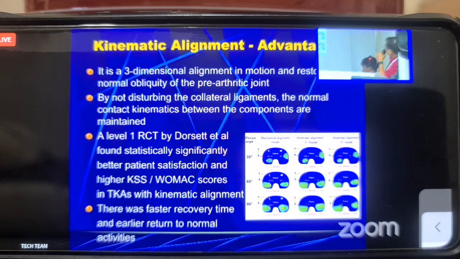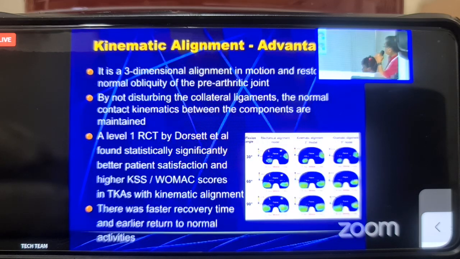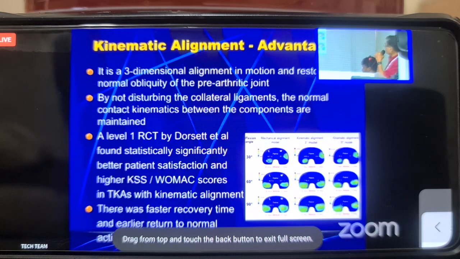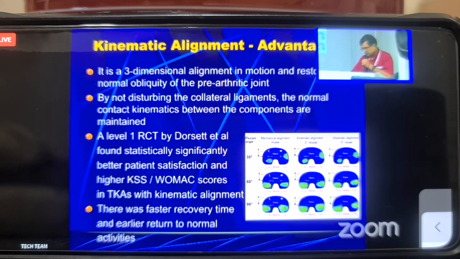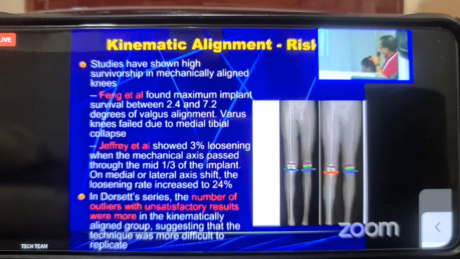It's a 3-dimensional alignment which restores motion and obliquity, does not disturb collateral ligaments, so the normal kinematics between the components are maintained, and a level 1 RCT by Dorset. This is very important. Alignment, and there was a faster recovery because, but however there are risks.